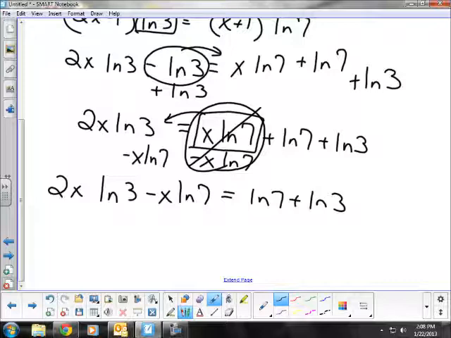Now I have it sorted. Yep. Nope. All non-like terms. I just got to list them all. Pretty much.